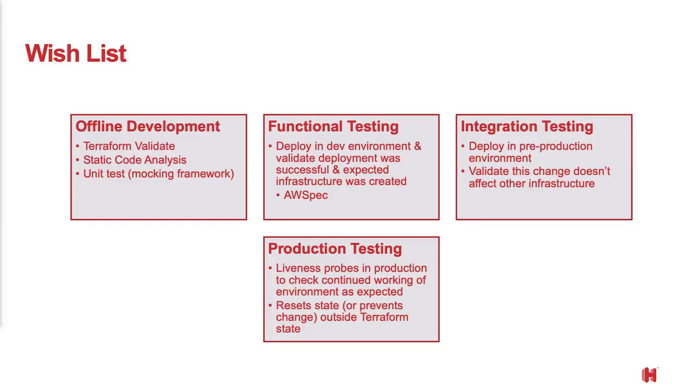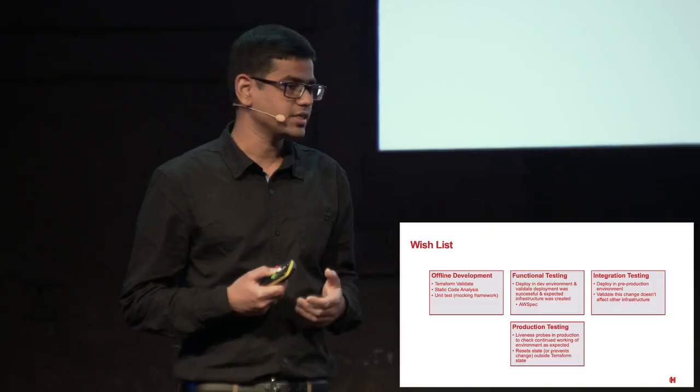Here's a long wish list which we have for the testing, which we have categorized in 4 different ways: offline development, functional testing, integrated testing, and production testing. In the offline development, we want a developer who is writing Terraform code to do some level of testing on his own workstation using static code analysis, which we pretty much have, Terraform validate. But the thing we don't have is a unit test.